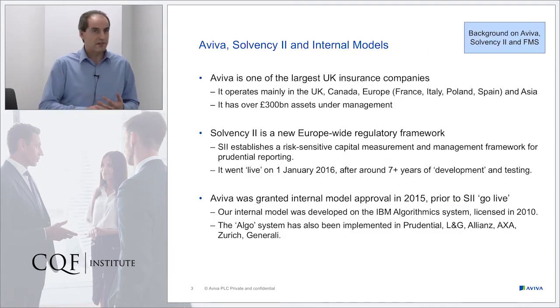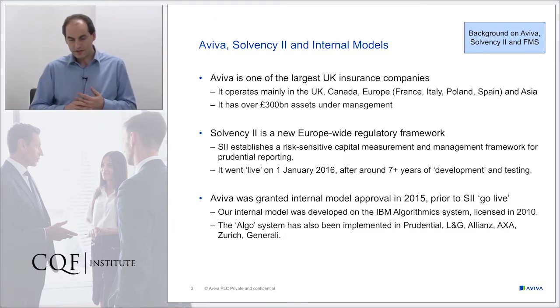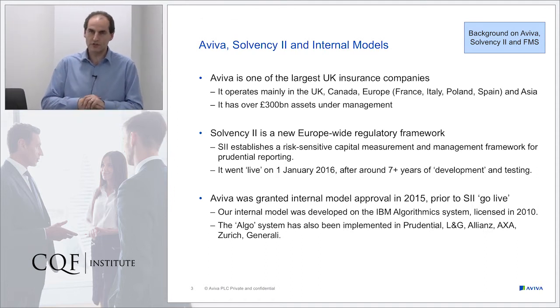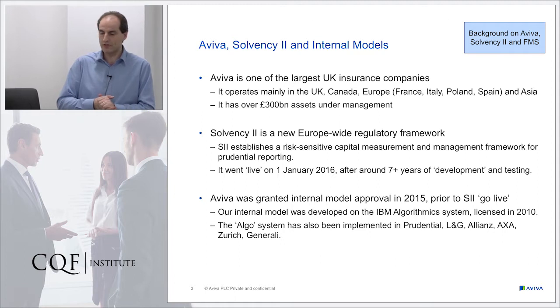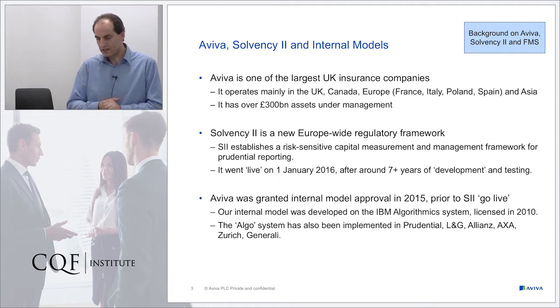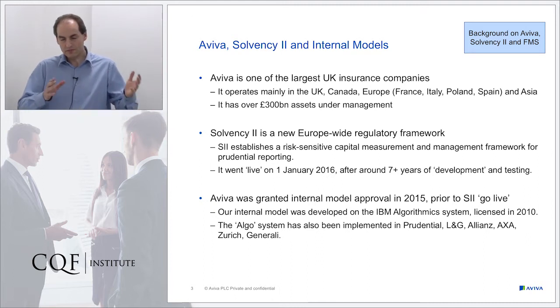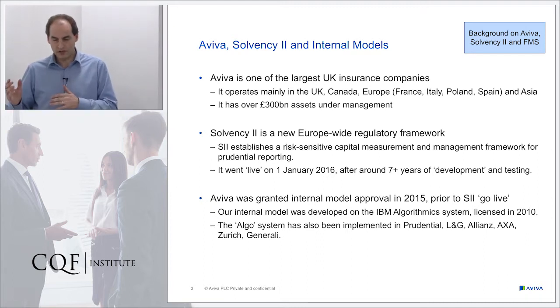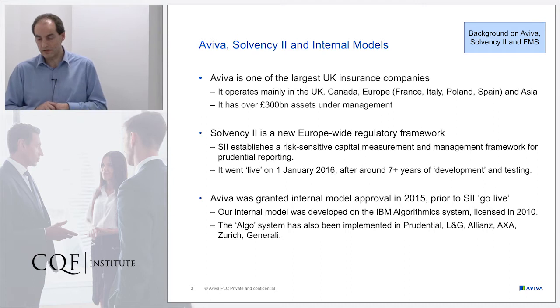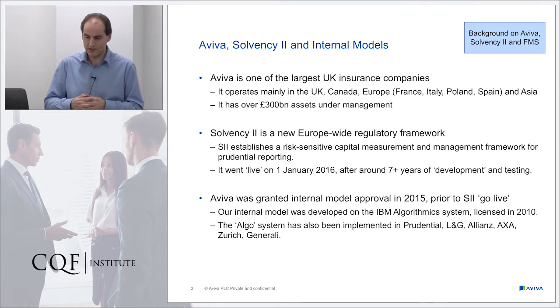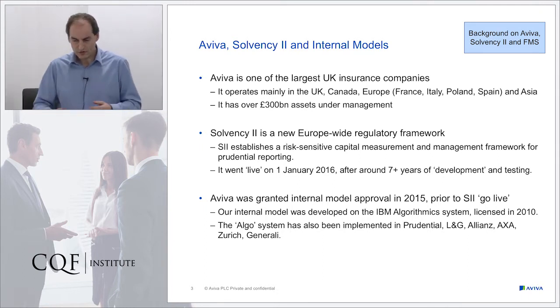So a bit of background first. Aviva, for those of you in the UK, you'll know who we are. We're a large UK insurance company, I think number 2 after Prudential, and we operate mainly in the UK, about half of our business, but then we're also spread across the rest of the world, in Canada, many of the markets in Europe, and across in Asia. Over 300 billion assets under management, so a fairly large organisation.